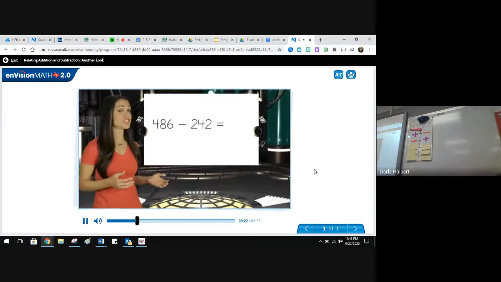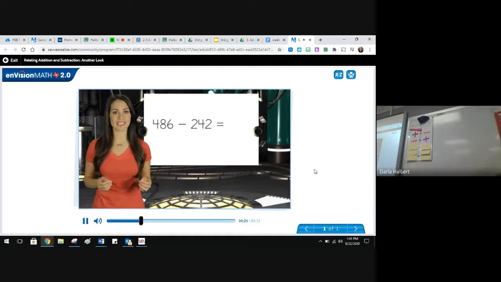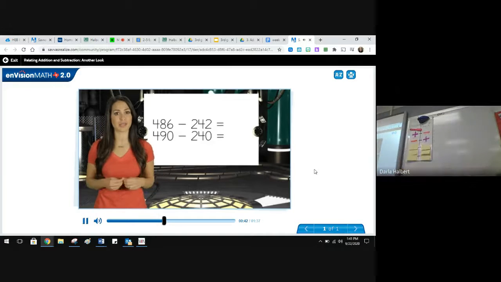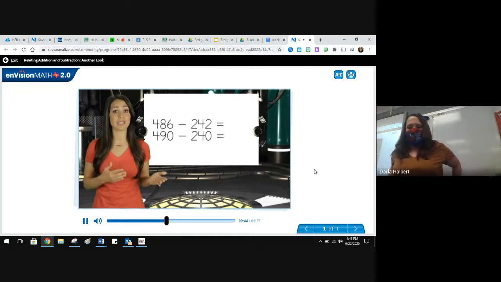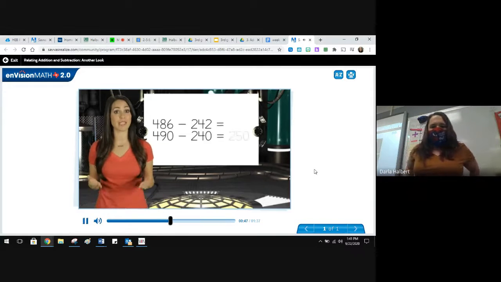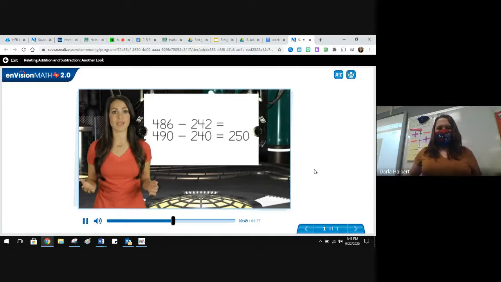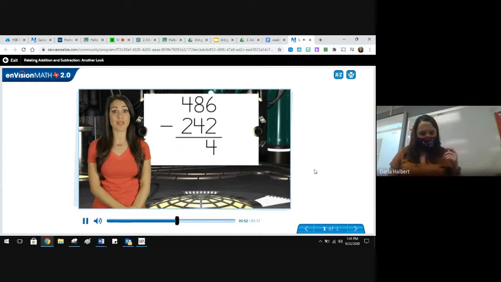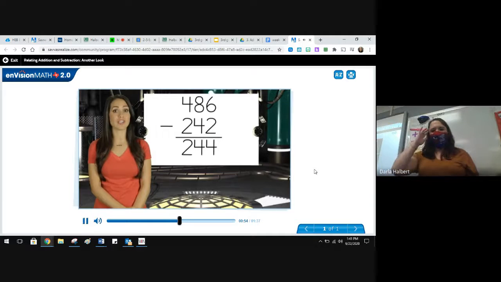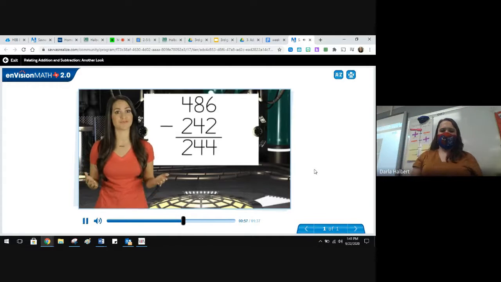Let's look at a subtraction problem such as 486 minus 242. Before we begin, we can estimate the difference. We will estimate by rounding each number to the nearest 10. 486 rounds to 490, and 242 rounds to 240. Then, 490 minus 240 equals 250. Begin by subtracting ones, then tens, then hundreds, so our difference is 244.